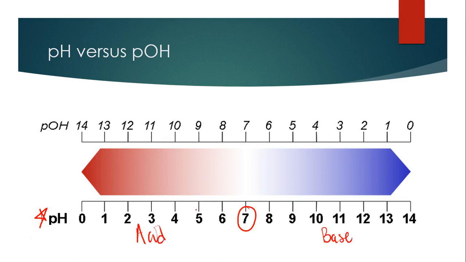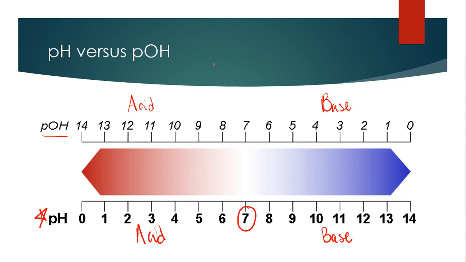Well, we're going to look at something called pOH. And as you can tell by looking at the little chart here, they're opposites of each other. Now this is still acidic. It's still an acid if you're on this end of it, and it's still a base if you're on this end of it, but the numbers are backwards to each other. So if you have a pH of 7, you'll also have a pOH of 7. But if you have a pH of 2, you're going to have a pOH of 12.